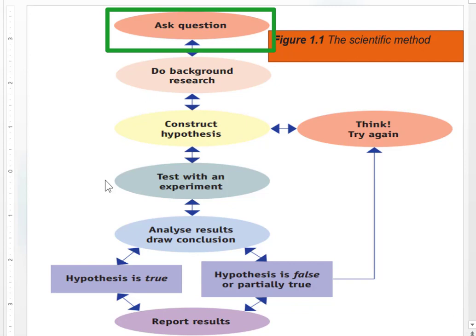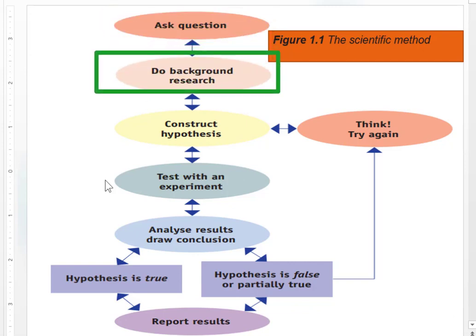As we discussed before, the first step of the scientific method is simply to ask a question or identify the problem. Here we have to identify the problem that we are going to study. The second step is do background research. You see, before we start trying to do the whole investigation, we should first check scientific magazines and the internet to see if anyone else has studied the problem or a similar problem before us.